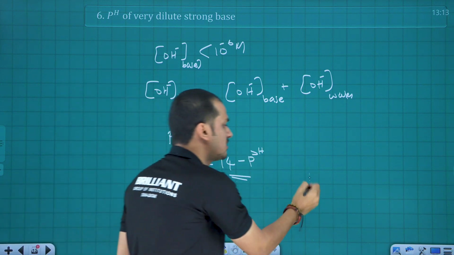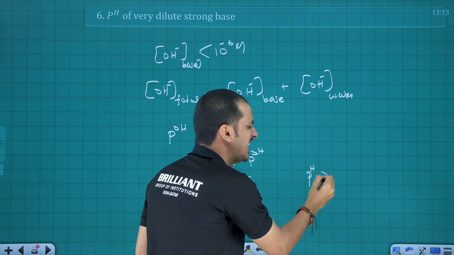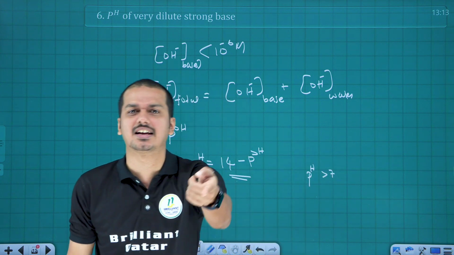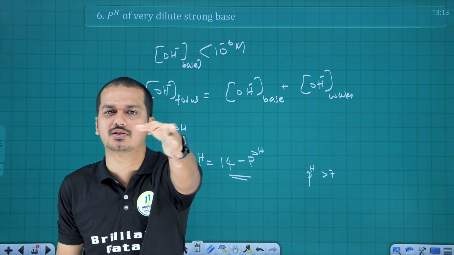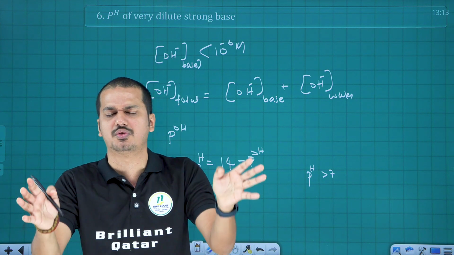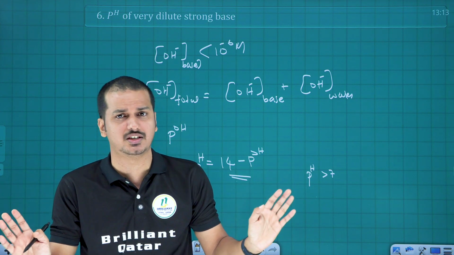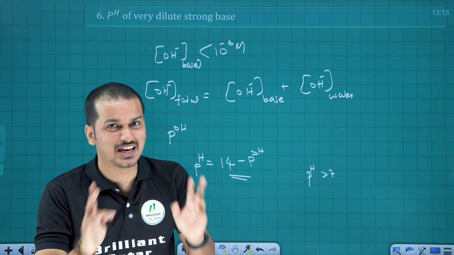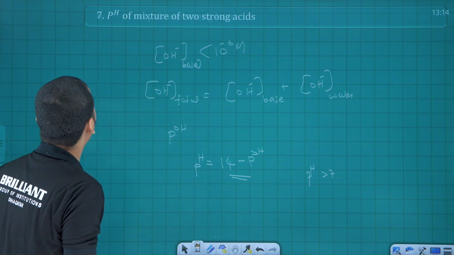Anyhow, here the pH value will be just greater than 7, just 7.1 or 7.2. You will get that range. Whenever you look at the options, you can easily find the answer. Clear, dears? Okay, then we can go to the next method.